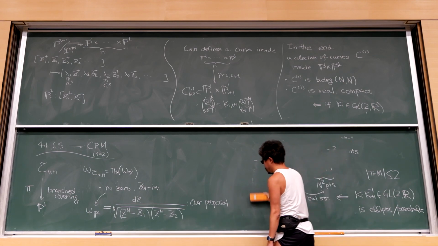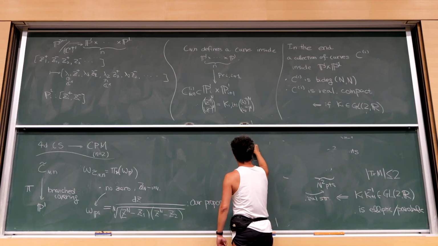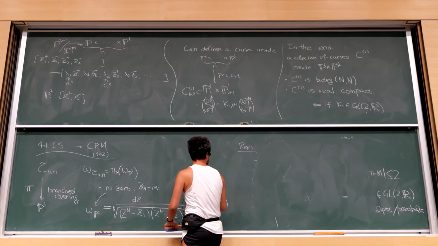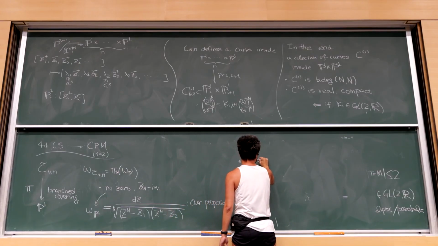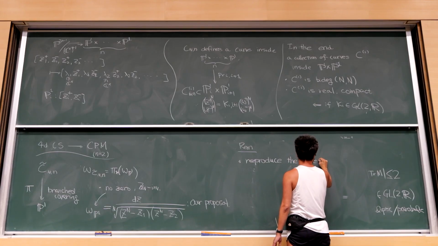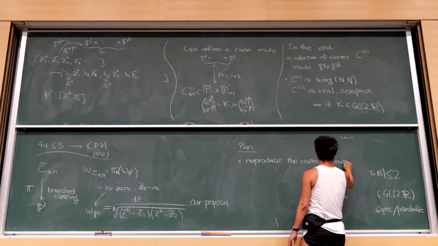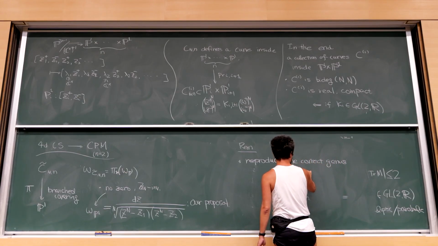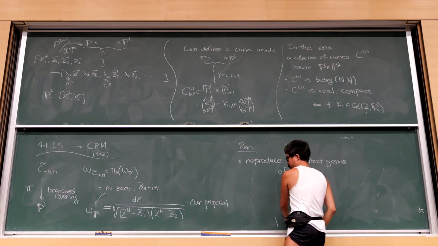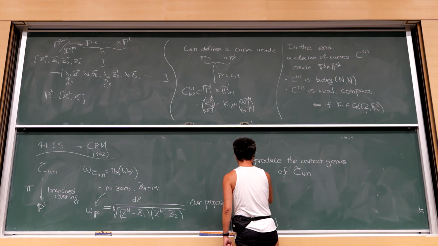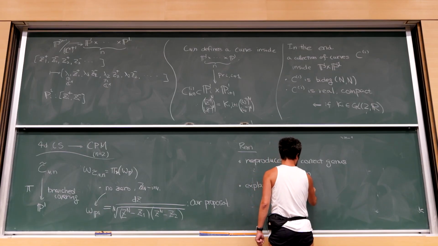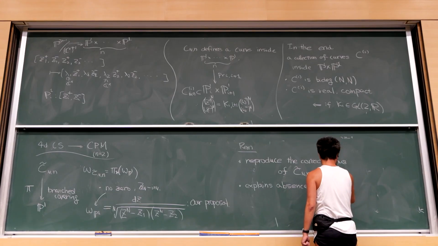So the remark is that in addition to this, it reproduces the correct genus of this spectral curve. And also it explains the absence of the difference property.